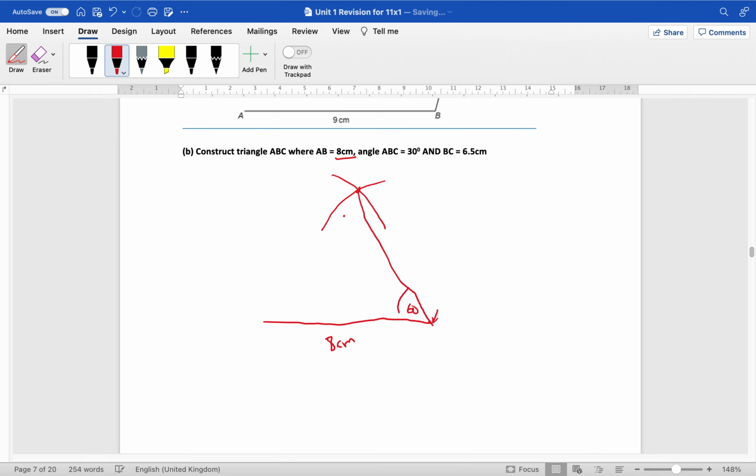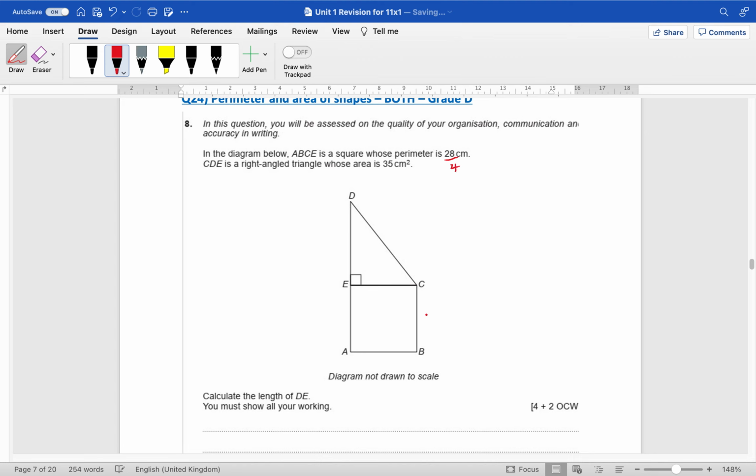Perimeter. The perimeter of the square is 28, not the area, the perimeter. So all I've got to do is divide that by 4 to know that that's 7. Okay, do a better job at this. So whenever you'll get an OCW question tomorrow, whatever you're doing, say what you're doing. Okay, so here I've got a bullet point. The length of the square is 7 centimeters because 28 divided by 4 equals 7 centimeters. Give your units.